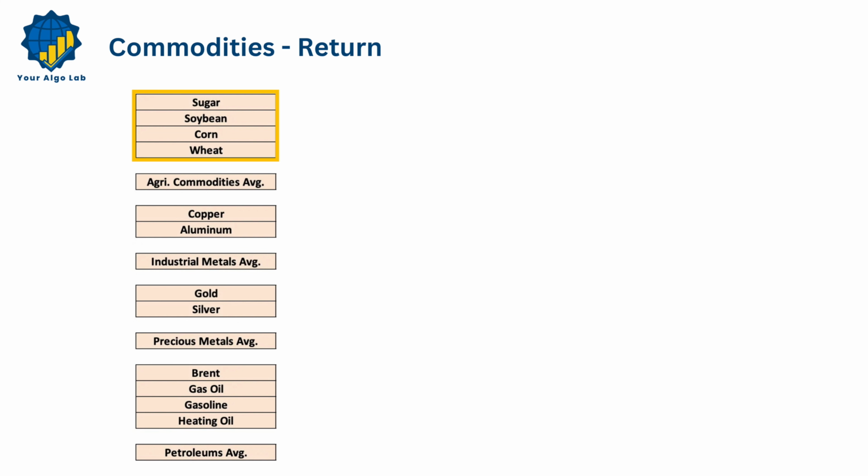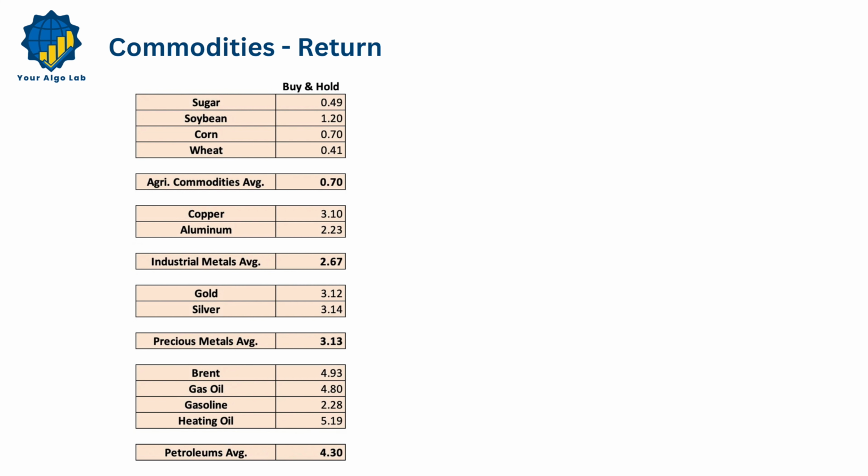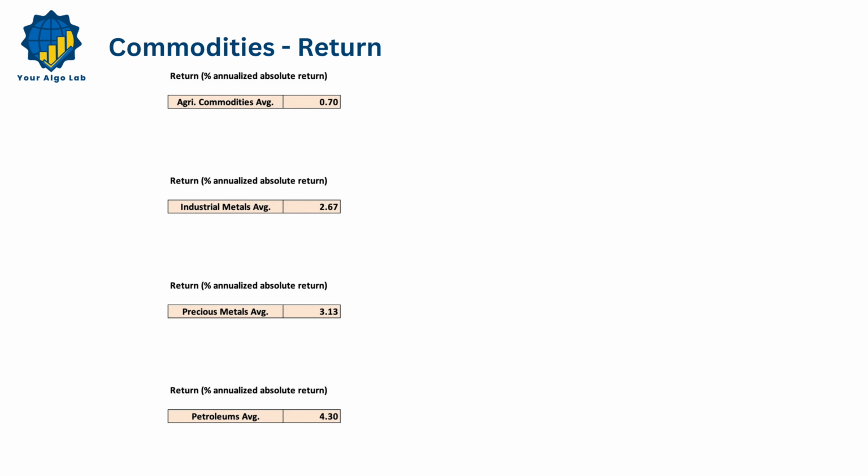Agricultural commodities include sugar, soybeans, corn, and wheat. Industrial metals encompass copper and aluminum. Precious metals comprise gold and silver. Petroleum commodities include Brent crude oil, gasoline, and heating oil. To visually present the information, we'll concentrate on comparing the average value of each moving average pair to the benchmark average. Let's start with returns.